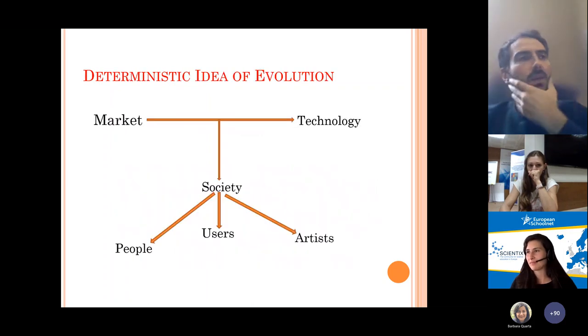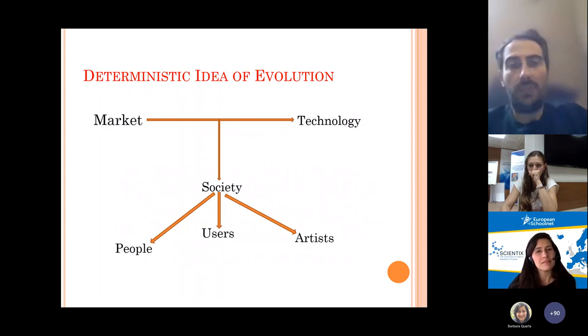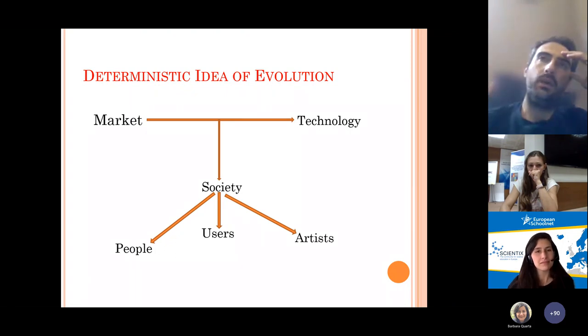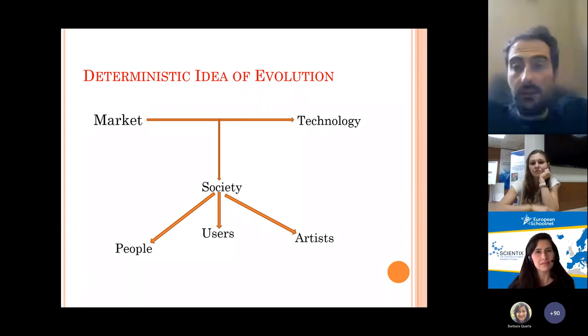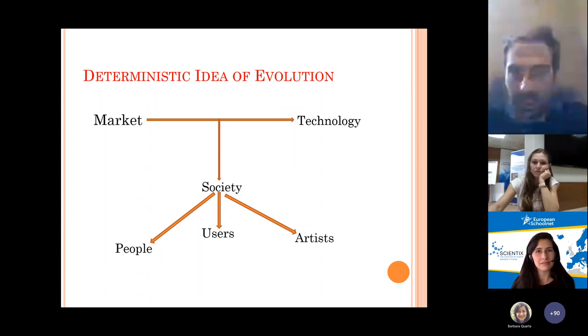Basically, when we talk about technology, we have a deterministic idea of the evolution of media itself. We think that there is the market, an abstract entity, that creates technology.